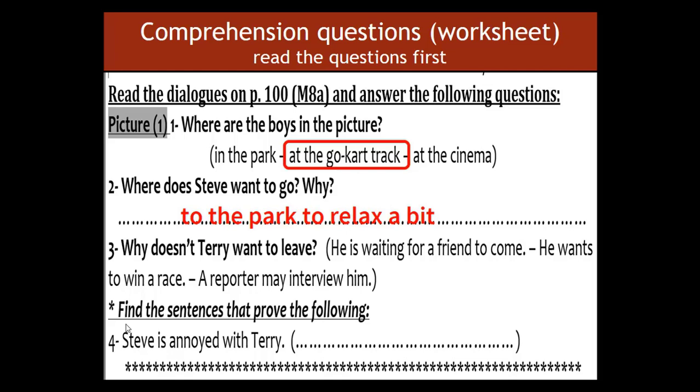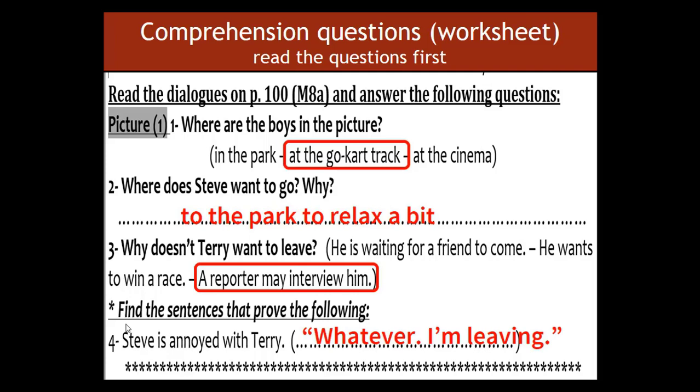Number 3. Why doesn't Terry want to leave? Of course, because the reporter may interview him. It is in the final line. Now you have to find the sentence that proves the following. Steve is annoyed with Terry. Yes, he said, whatever, I'm leaving. Also in the final line, in the last line.